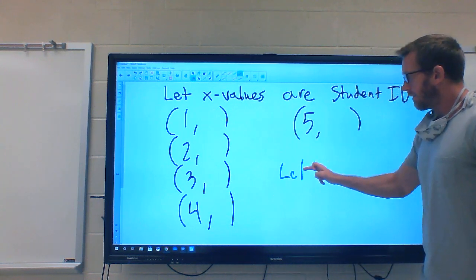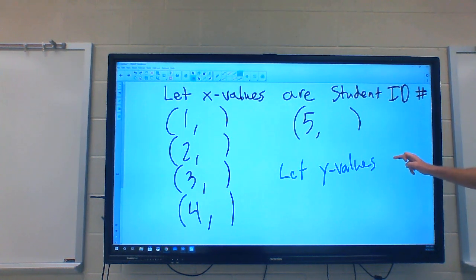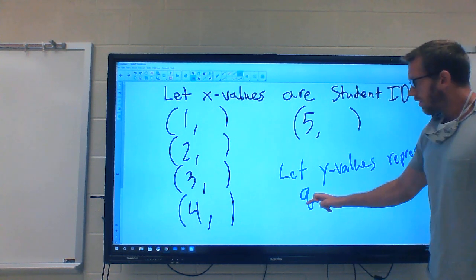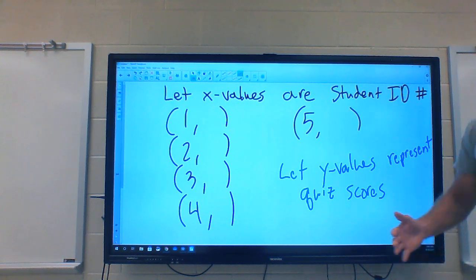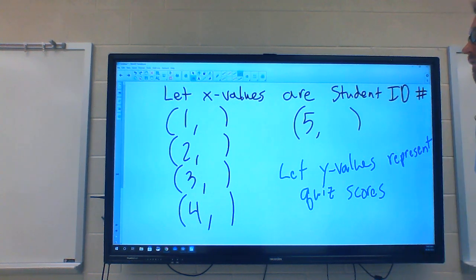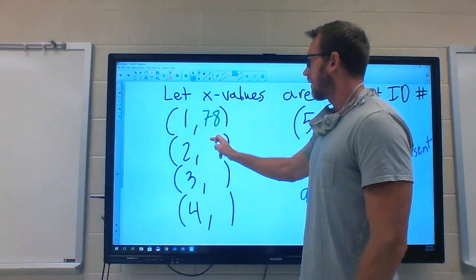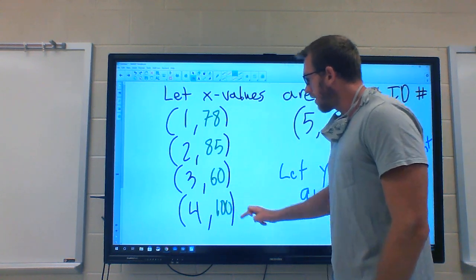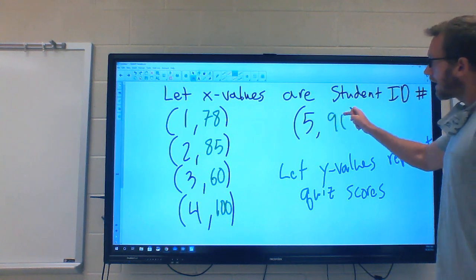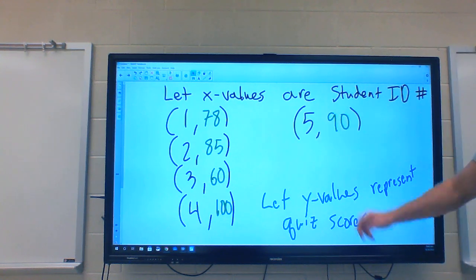And let's say that the y values represent quiz scores. Here is my analogy for what makes something a relation versus a function. First person in the class got a 78, second person got an 85, third person got a 60, fourth person got 100, fifth person got a 90. These are all allowed.